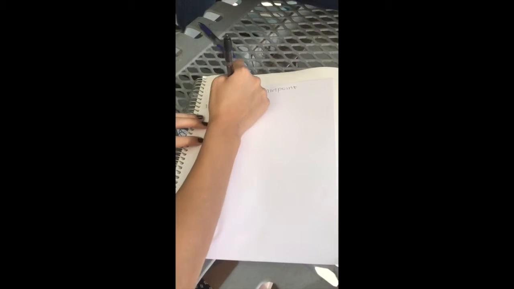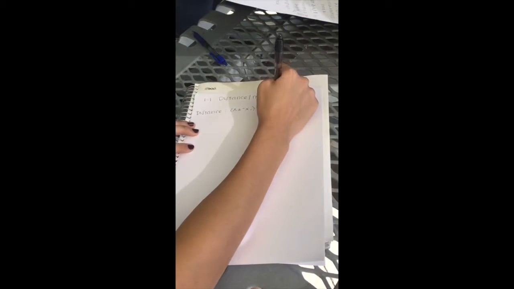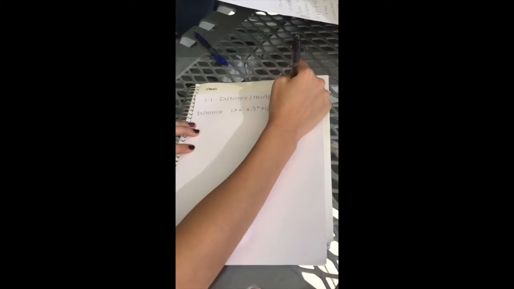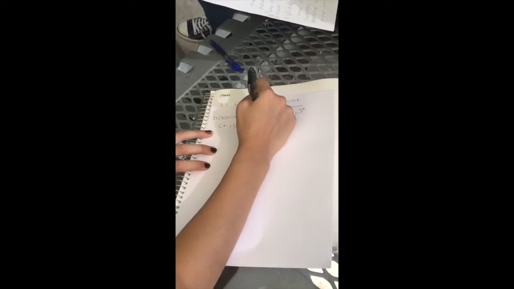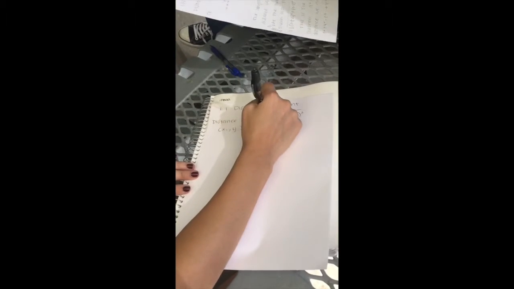So the distance formula is x2 take away x1, squared, plus y2 take away y1, squared, and this is all under a radical. When you're given 2 points, you can use this formula to find the distance between those 2 points.